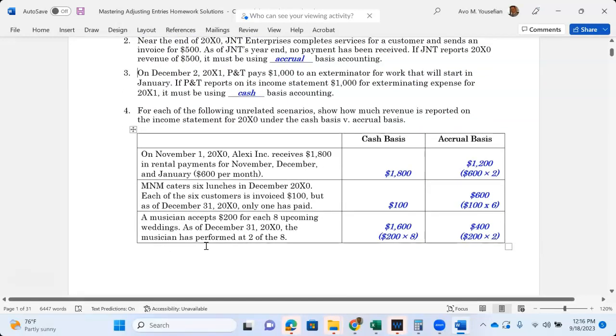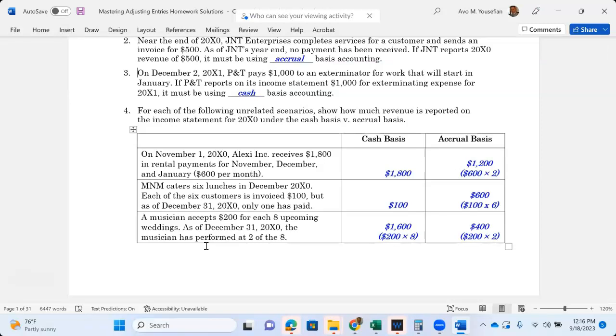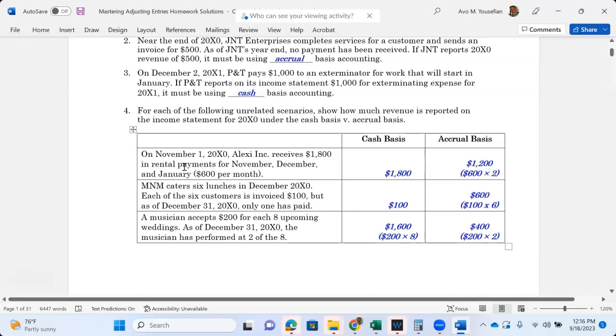Number 4. For each of the following unrelated scenarios, show how much revenue is reported on the income statement for 2020 under the cash basis versus accrual basis. On November 1st of 2020, Alexi Corporation receives $1,800 in rental payments for November, December, and January, $600 per month.